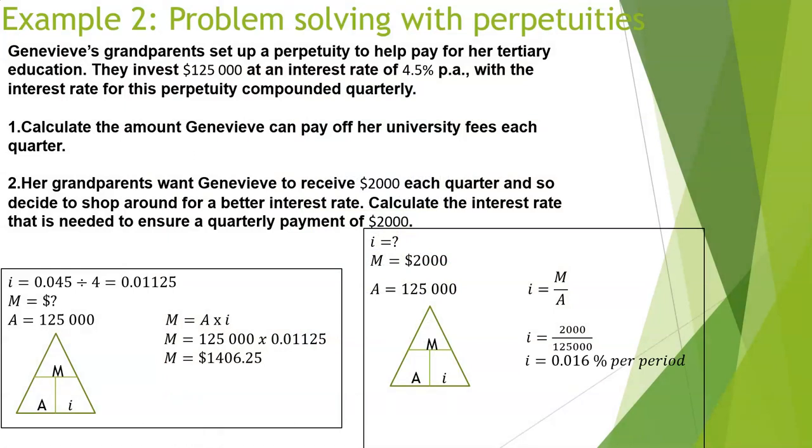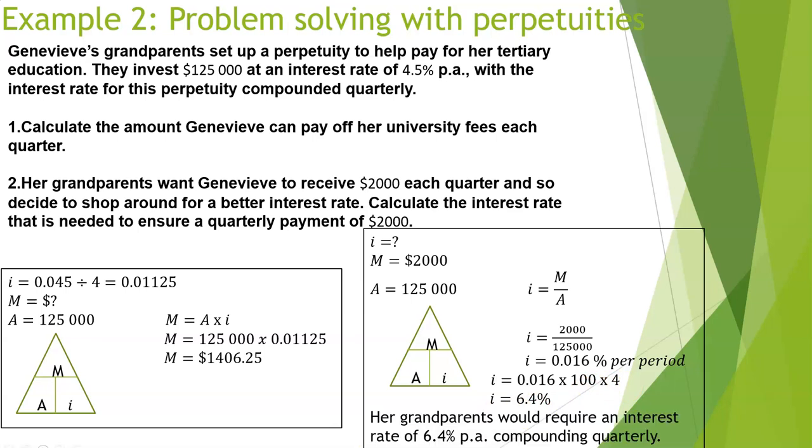So that's 0.016% per period. So now we need to convert this to an annual percentage rate. That means we have to multiply by 100 to turn it from a decimal into a percentage, and then multiply by 4 compounding periods. Do that and I get 6.4%. So Genevieve's grandparents need an interest rate of 6.4% per annum compounding quarterly to give her a $2,000 per month payment.